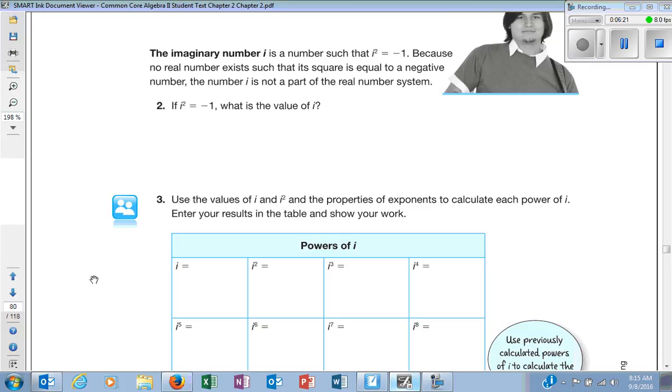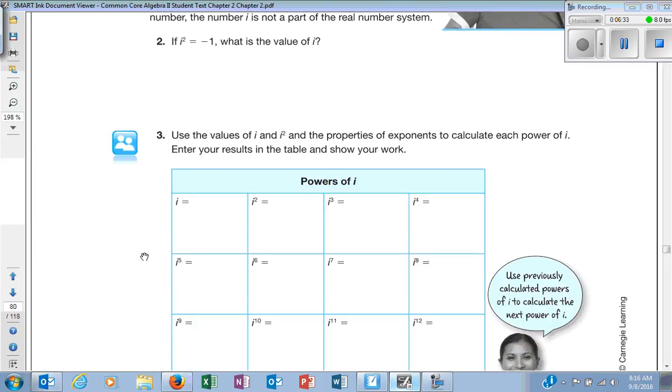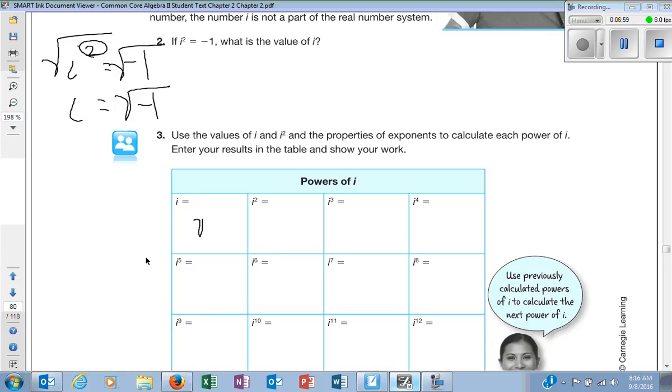So if i squared equals negative 1, what does i equal? Don't worry about the plus or minus for this one. How do I undo squaring? What did we just say? Square root of negative 1. So anytime you see an i, it could be replaced with the square root of negative 1.